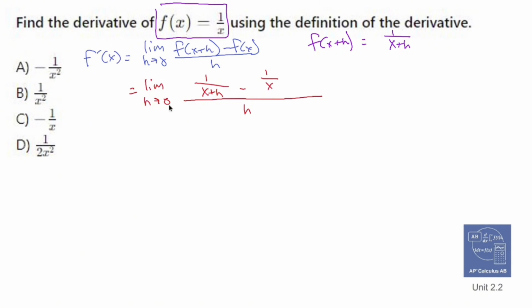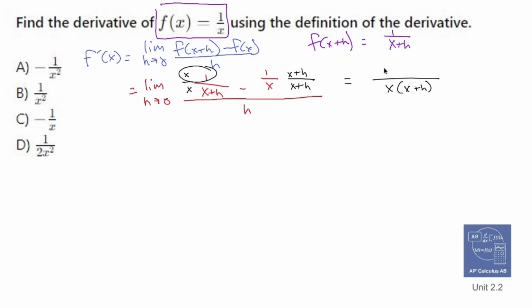Here's the issue. Can't plug in 0 for h because I get 0 on the bottom. That's no good. So what I'm going to want to do first is I'm going to want to combine these fractions up here in the numerator. That's why I left all that space there. And the way you're going to do that is you're going to multiply this guy by x over x and this guy by x plus h over x plus h. And that way I'll have on the top x times x plus h, like so.